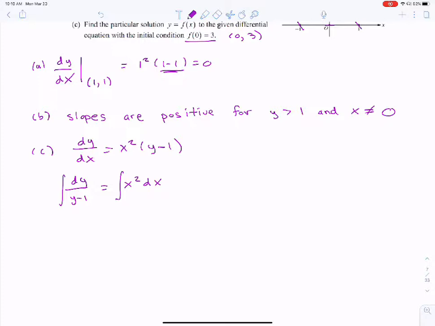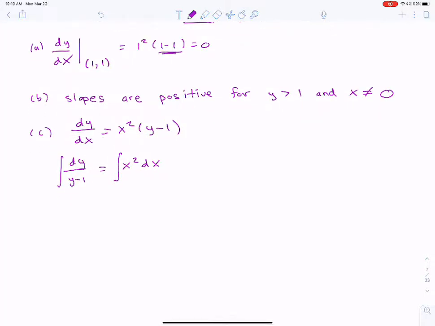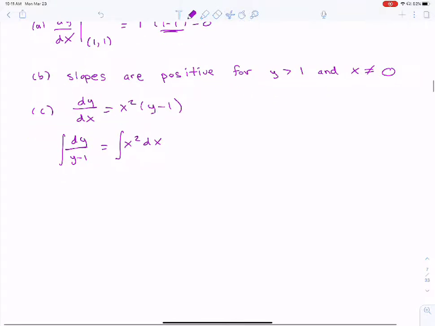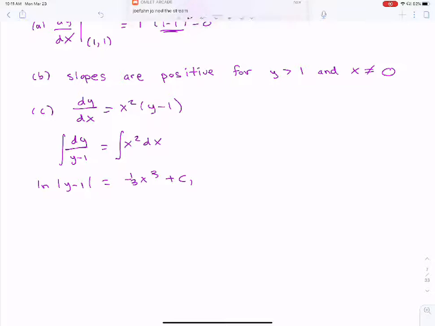So we're going to integrate these things. Again, this is something we should be comfortable with, but I'll just go through it to keep a nice pace going here. So left-hand side, that's a natural log. So I'll say the natural log of y minus 1 equals 1/3 x cubed plus some c. Okay? Then we have to solve for y.